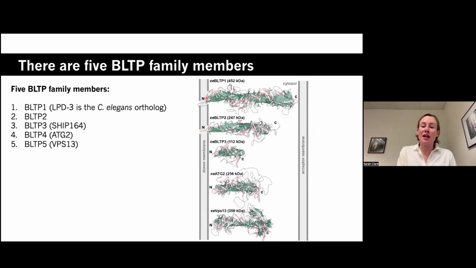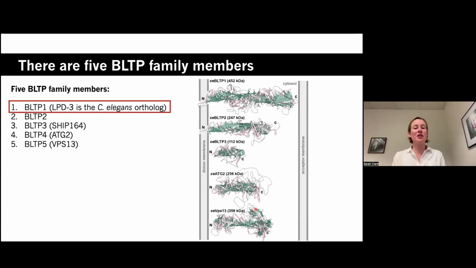BLTP1 and 2 have an N-terminal transmembrane helix, whereas the others don't. And ATG2 and VPS13 both have these extra interesting domains, like you can see one down here, the VAP domain, which people really don't know what they do, but they probably help in binding different auxiliary proteins for regulatory purposes. But overall, they have a very similar architecture, and we expect them to have, at a basal level, a similar mechanism of lipid transport.